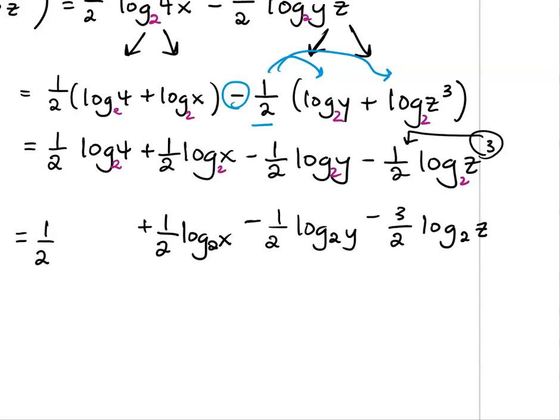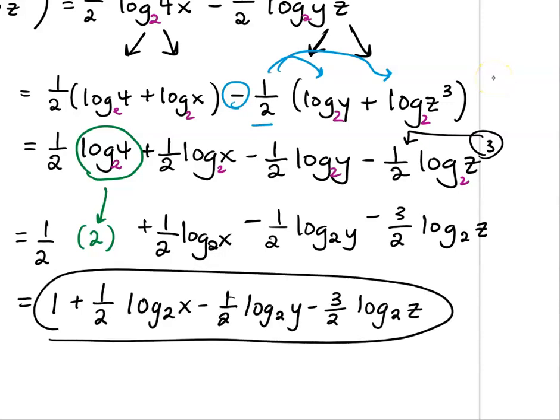So this first logarithm here, now that we have the index fixed, log base 2 of 4 is equal to 2. Because 2 is the exponent that goes on 2 to give us 4. So the last thing we can do is multiply this 1/2 and this 2 to give us a 1. And there's our final answer.